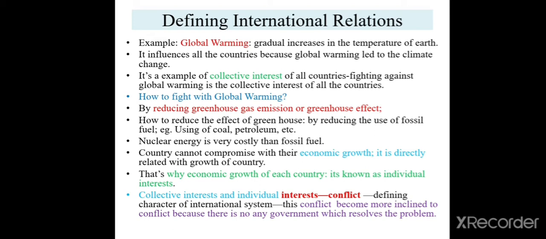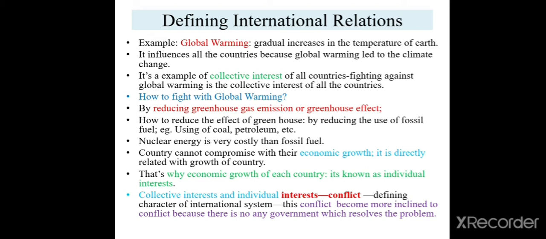That's why the first academic department was established at the University of Wales in 1919. And it is a very dynamic subject. Why? Because it focuses on the day-to-day events of the state's behavior, or the activities of the state in the international system.